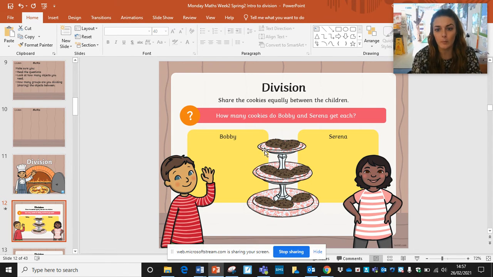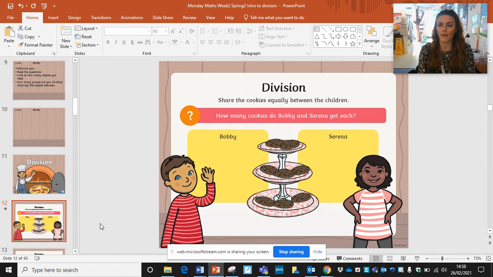Okay, so we have 1, 2, 3, 4, 5, 6, 7, 8 cookies. So you might be able to remember that. You might want to then go and get 8 objects, count them out, or you might want to write it on, whatever is best for you. So we've got 8 cookies. So you need 8 objects. Okay. Right, now you've got your 8 objects.